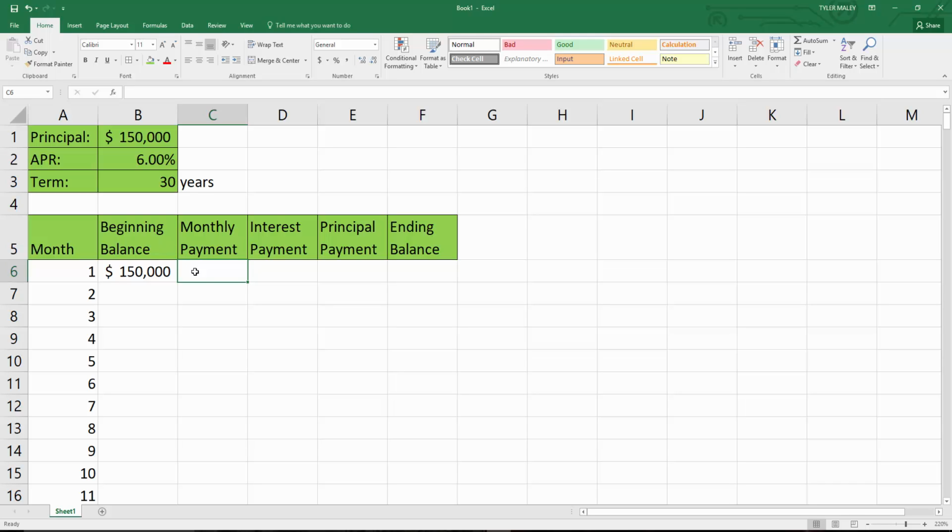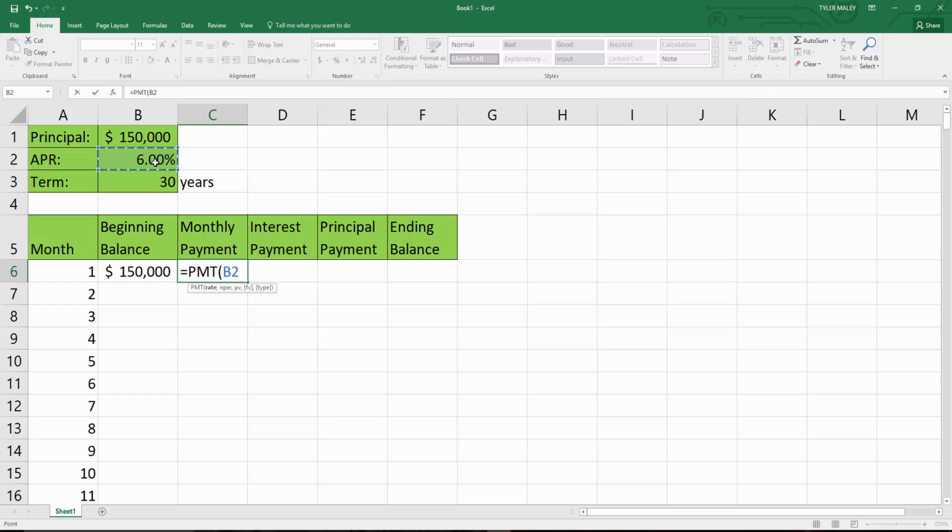To calculate the monthly payment, we can use the payment function. So equals PMT, and notice Excel prompts up with the function and tells us what it does. I can double click on that to prompt it. And here is the order. I first type in the rate, but remember, this is the periodic rate. My annual rate is 6%.